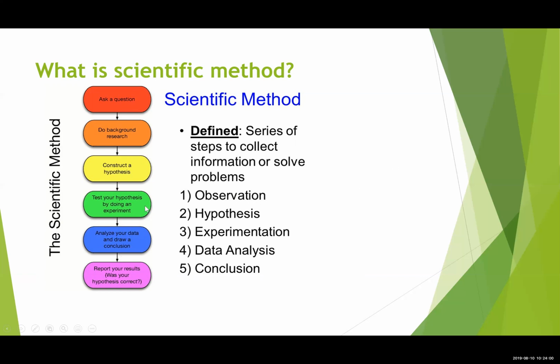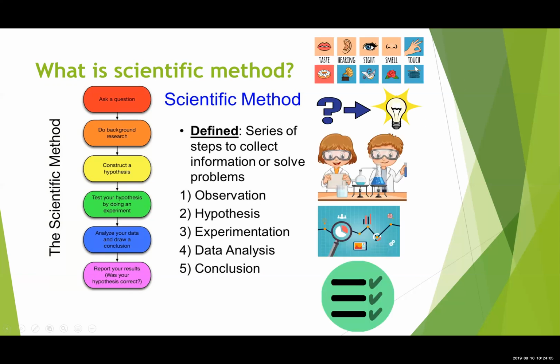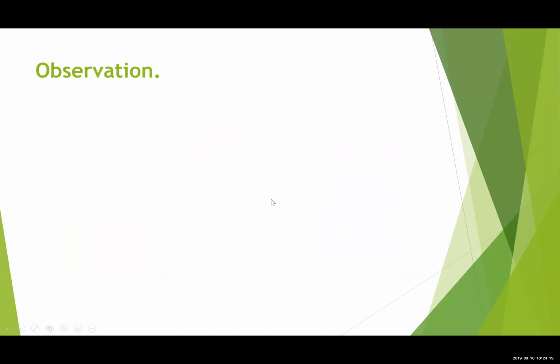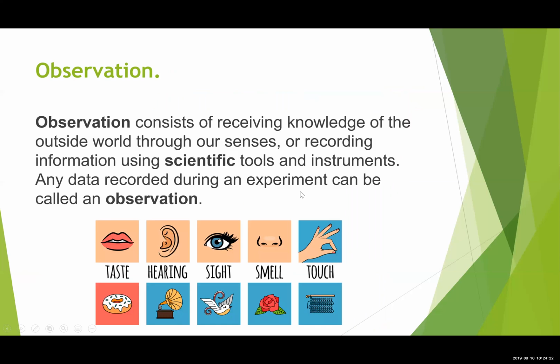And this part about testing your hypothesis, this is where variables come in, and we're going to talk about that more in a minute. So we have your observations. Those are things like taste, hearing, sight, smell, touch, your formation of a hypothesis, your experimentation, your data analysis, and your conclusion. And those are usually parts of a lab too. So what's observation? Observation consists of receiving knowledge from the outside world through our senses or recording information using scientific tools and instruments. The data recorded during an experiment can be called an observation. So yes, you can taste, hear, see, smell, and touch things.